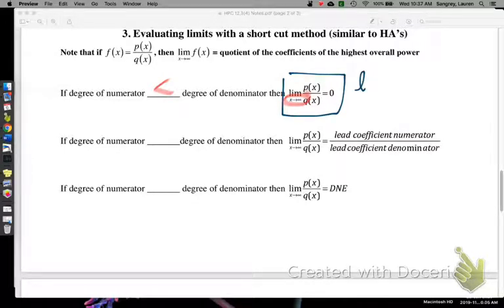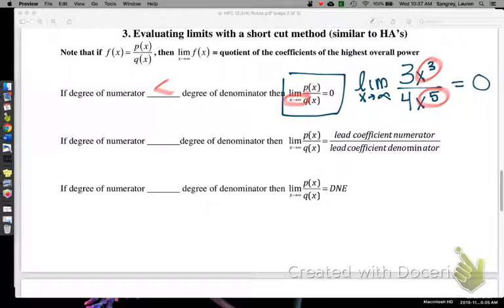So for example, the function may look something like this. We have the limit as x approaches infinity, and maybe we have something like 3x cubed over 4x to the 5th. Okay, so in this situation, we have an x to the 3rd, x to the 5th. So the degree in the numerator is less than the degree in the denominator. So this is going to be a limit of 0.